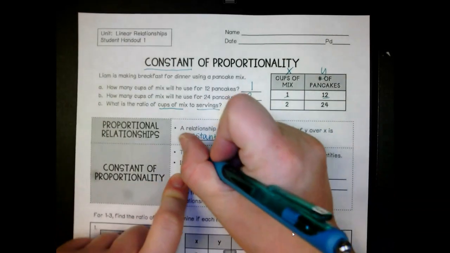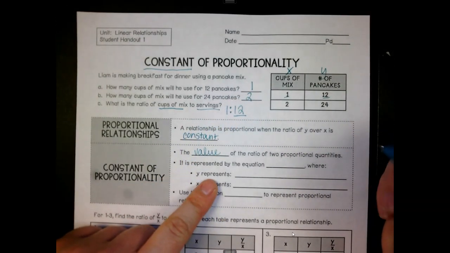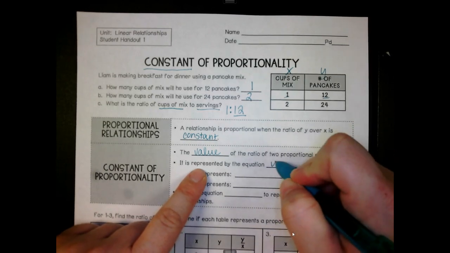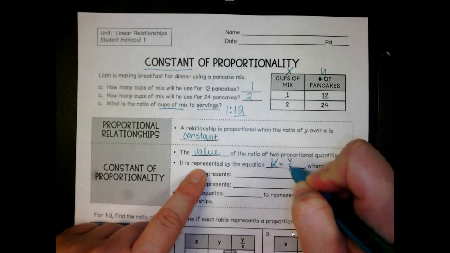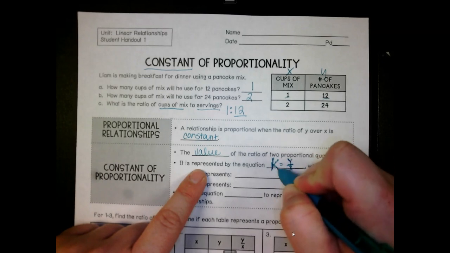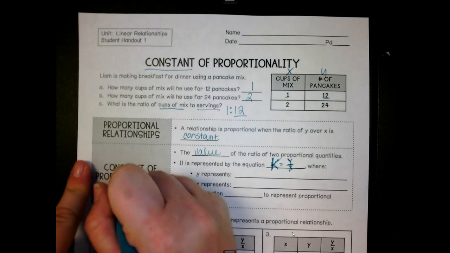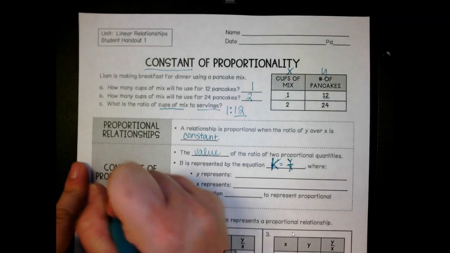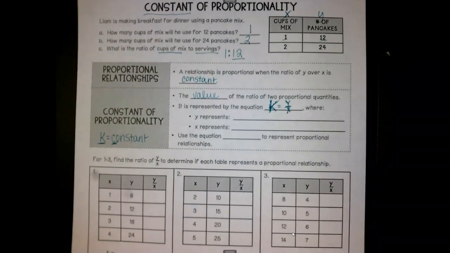All right, the value of the ratio of two proportional quantities, if it is represented by the equation k equals y over x. Okay, k, we're going to write this right here. K is our constant. They make the same sound, right? That's what is going to help you remember that k is your constant.